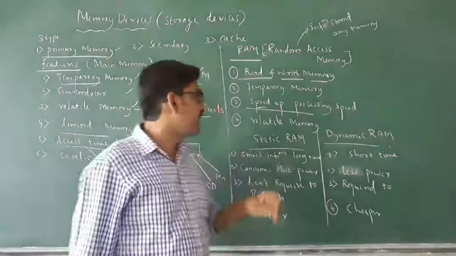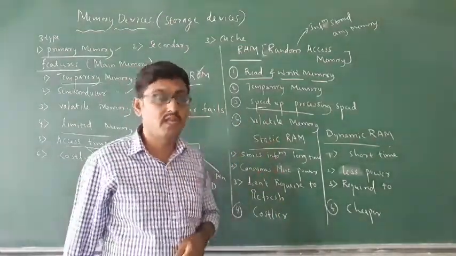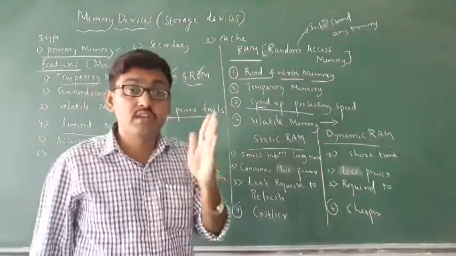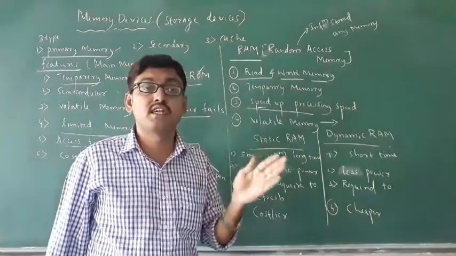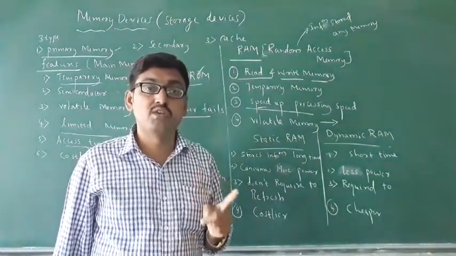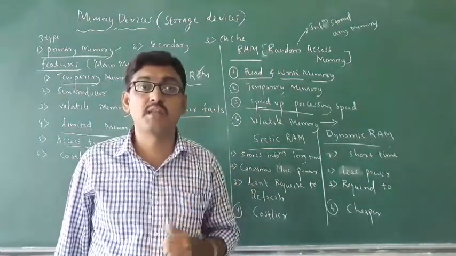Next, RAM is a volatile memory. Give the example for volatile memory, they asked last year, in the 2019 exam. Give the example for volatile memory.